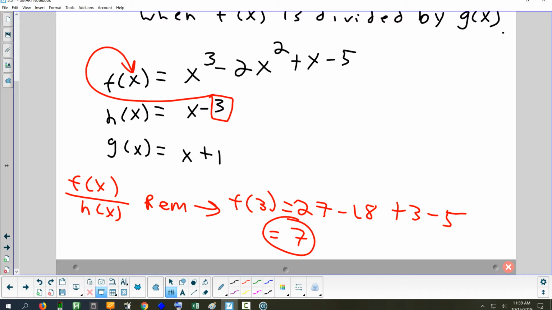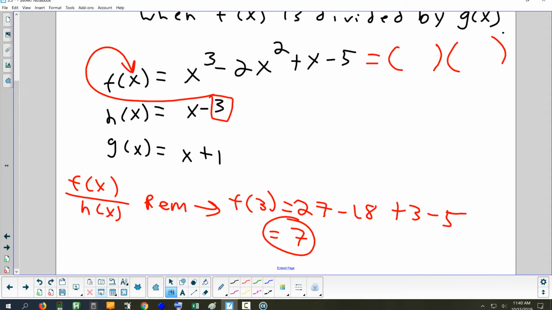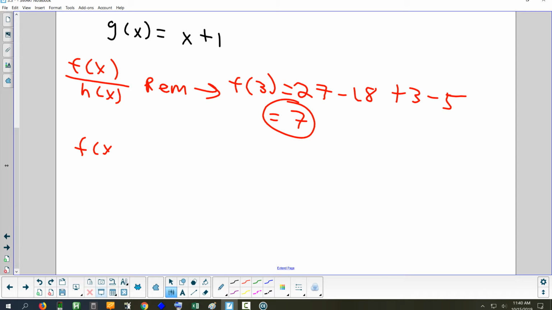Okay, so great, I get a remainder of 7. But what does that mean? It's not a factor. That means that x minus 3 is not a factor of this. So if you were trying to factor f of x by making sets of parentheses, x minus 3 isn't what you should use. What should you use? We're not worried about that yet. But you shouldn't use that. Okay, let's look at g of x. Let's do f of x divided by g of x.